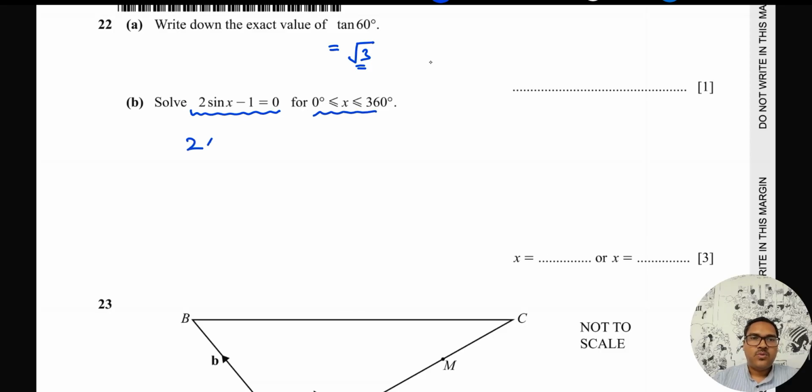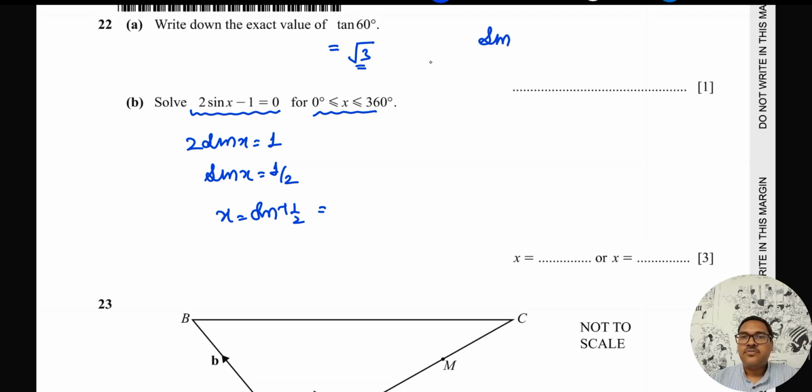So you can see, what is this? This is 2 sin x is equal to 1. So what is sin x? Sin x is equal to 1 by 2. So what is x? x will be equal to sine inverse 1 by 2. Now how will you get the sine inverse 1 by 2 without a calculator? For this, you must know from the table of values that sine 30 degrees is equal to 1 by 2, which you have to remember. That means sine inverse half is equal to 30 degrees.